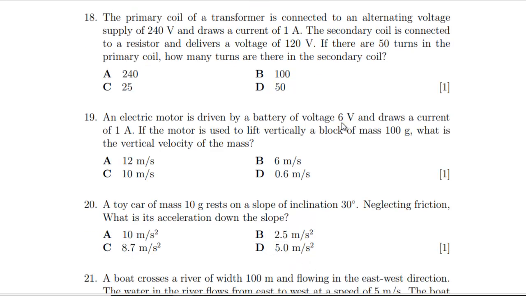A transformer is connected to an alternating voltage supplying 240 volts, and draws a current of 1 amp. The secondary coil delivers a voltage of 120 volts. So if there's 50 turns in the primary, how many are there in the secondary? Yeah, it's just a straight matchup. V1 over V2 is N1 over N2. So if we've halved the voltage, we've halved the turns. So we must have 25 turns, which is C.